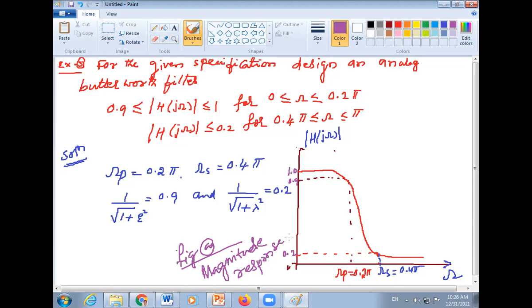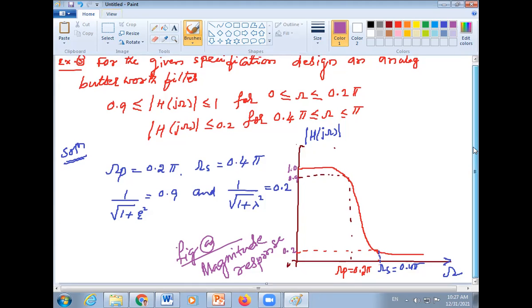Now, once we know all these values, we can calculate the order and also the other values. So this is how, with this specification, you can find the values of epsilon and lambda, and then further we can calculate the order, and we'll simplify that. Okay, so let me continue.